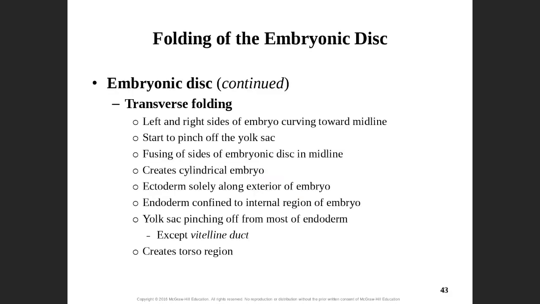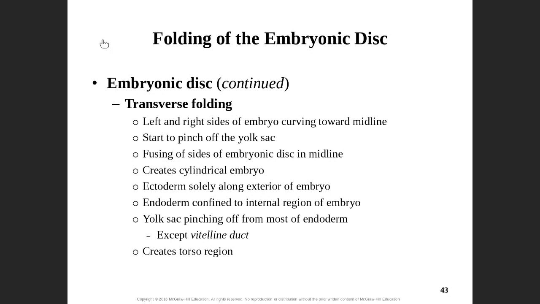The other type of folding is our transverse folding. This is where both the left and right sides of the embryo fold inwards towards our center line, or midline. A lot of your midline structures, and I have talked about this on previous occasions in other chapters and topics of this course, like the linea alba, for example, are a result of our transverse folding.